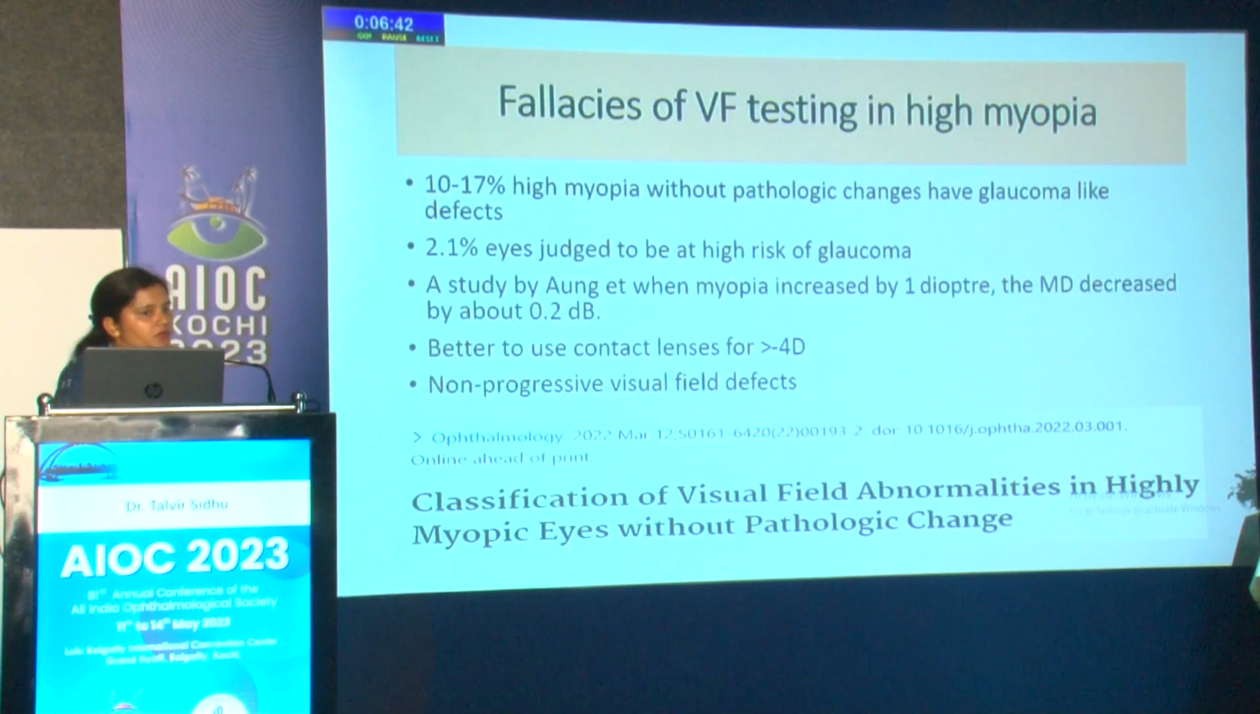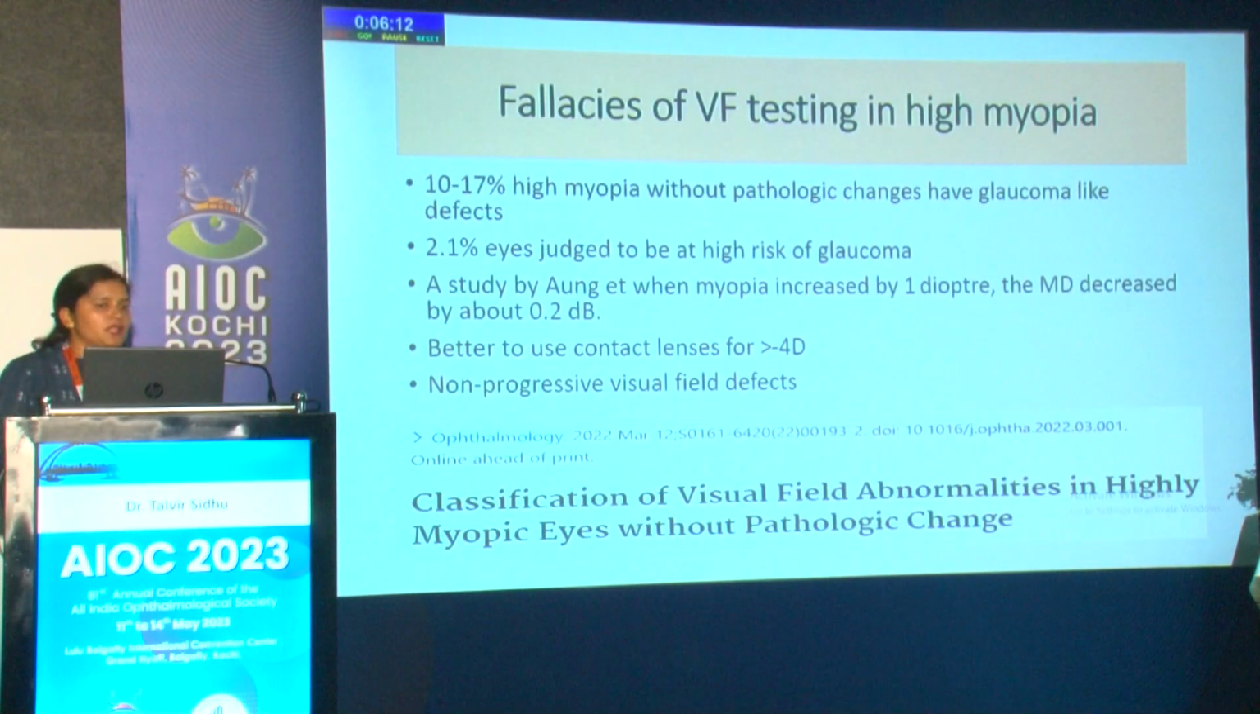They have visual field defects, and what contributes to those visual field defects is first of all lens rim artifacts. So in any person who has more than 4 diopter myopia, it is important to use contact lenses while doing the visual fields. After that, it has also been shown that when there is an increase in myopia by 1 diopter, the mean deviation can actually decrease by 0.2 decibels in these eyes. So that also should be taken into effect.